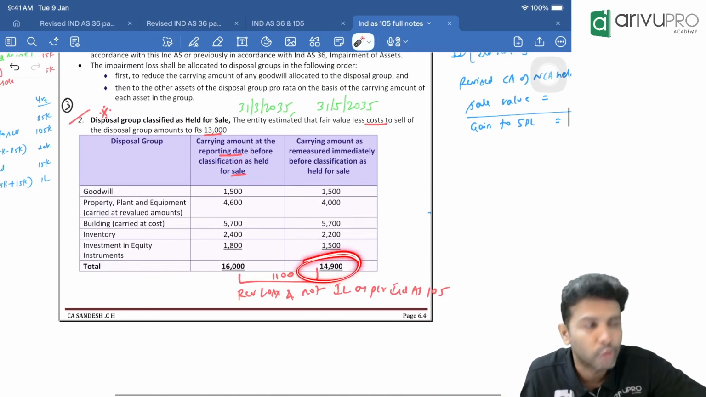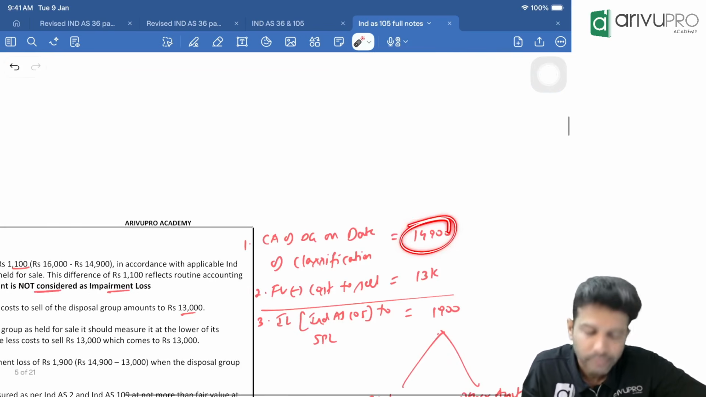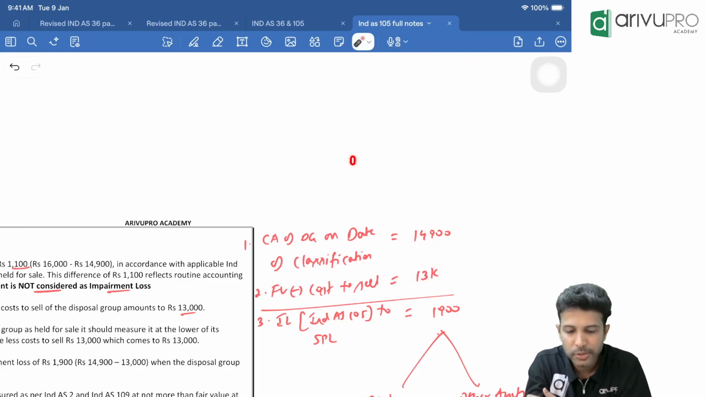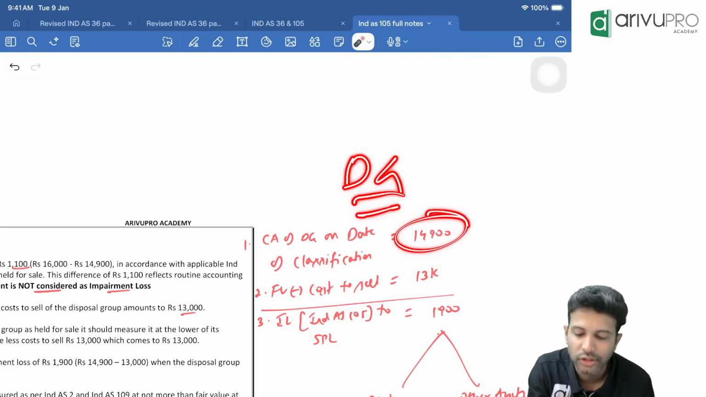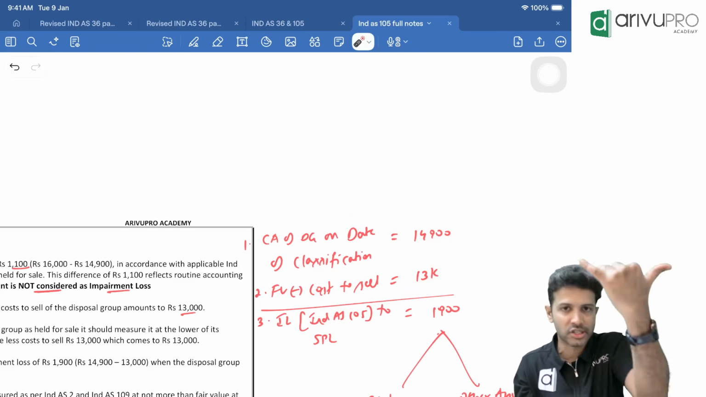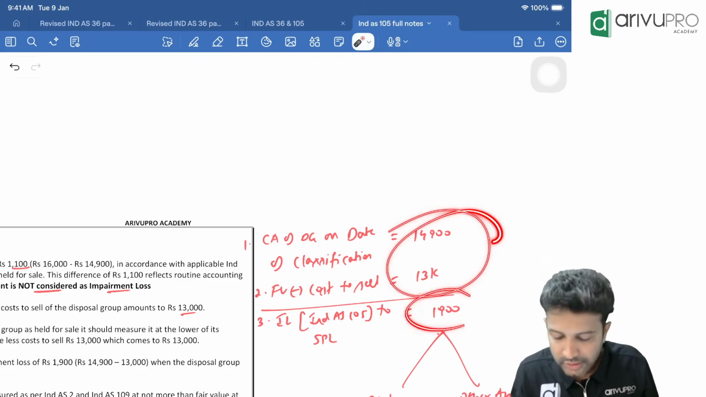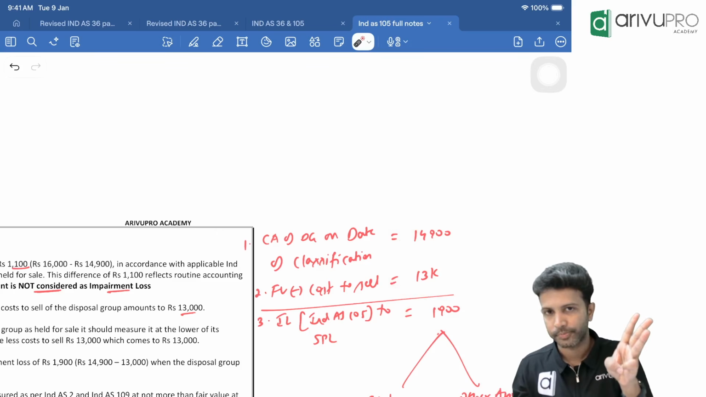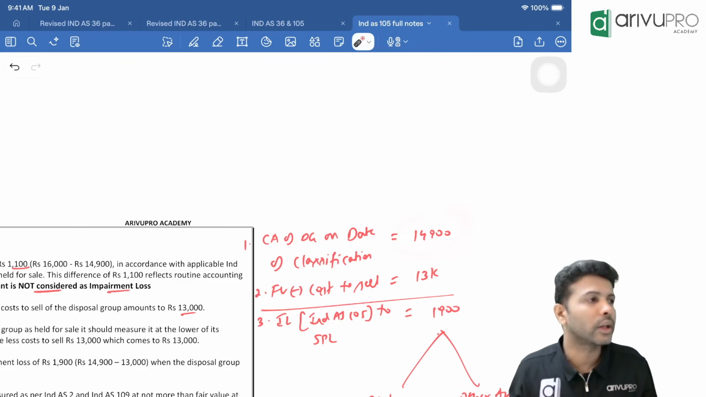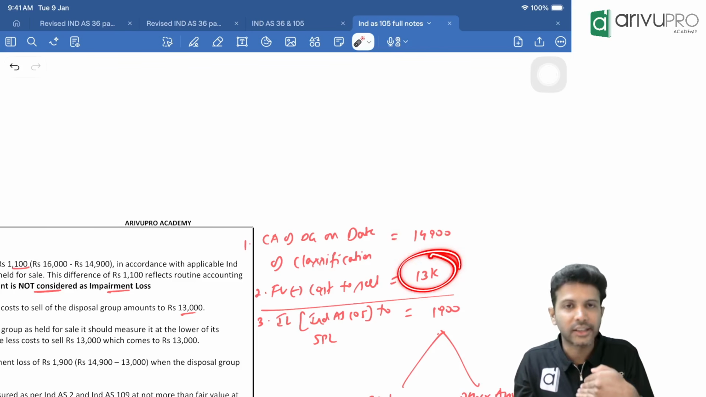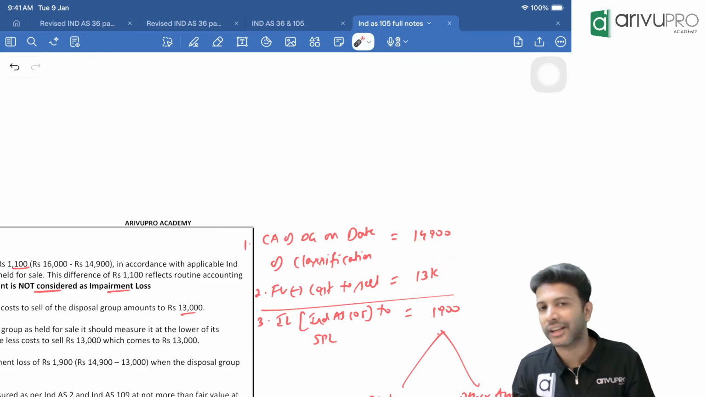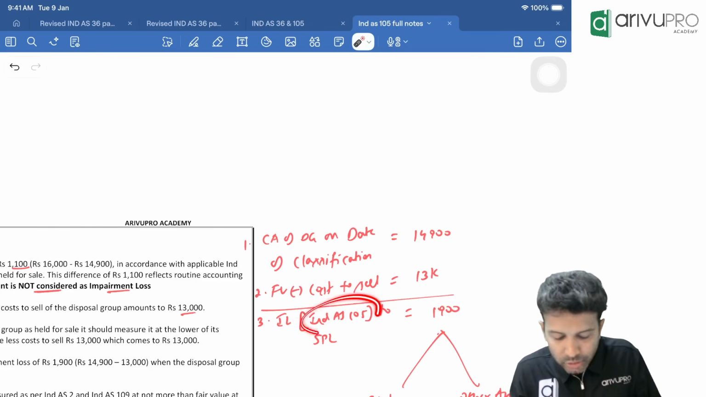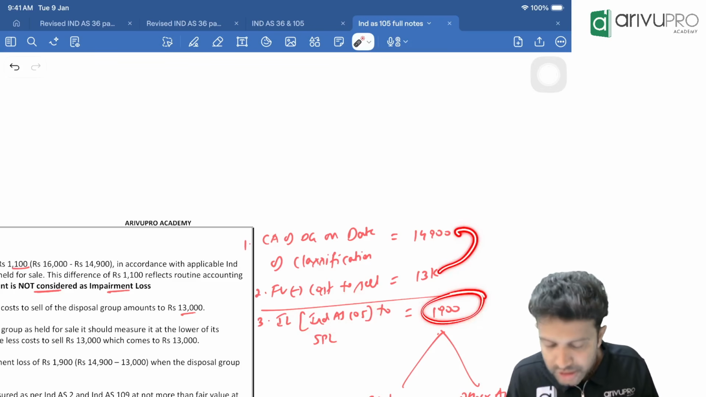DG means disposal group. On the date of classification or immediately before classification, it is given this number. Second table column, 14,900. I copied that. Then fair value less cost to sell: in the first paragraph only, they gave 13,000. So this disposal group will be measured at 14,900 carrying amount or fair value less cost to sell, whichever is lower. Which is the lower amount? 13,000. Okay. So you will measure this disposal group at 13,000. But currently the carrying amount is 14,900. So there is a reduction. That reduction you will book as impairment loss as per Ind AS 105 to SPL. How much? The reduction is 1,900.